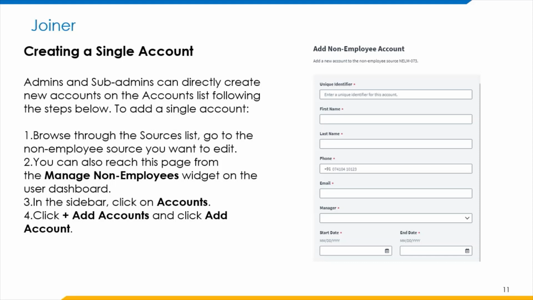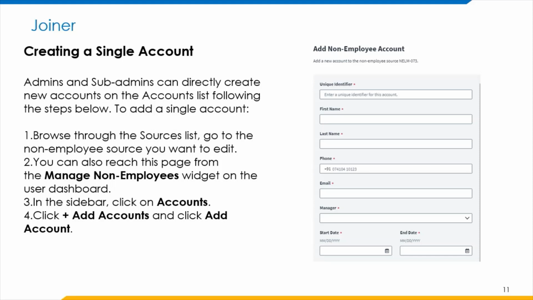Enter the following information. Unique identifier: enter a unique identifier that will serve as the identity's username. The non-employee will use this to sign in. First name: add the non-employee's first name. Last name: add the non-employee's last name. Phone: enter a phone number for the non-employee including the country code. Email: enter an email address for the account.